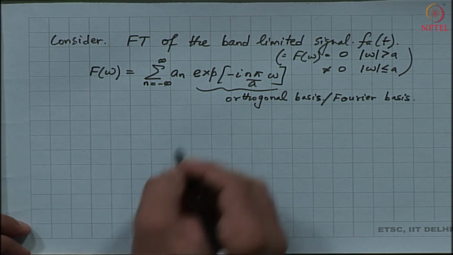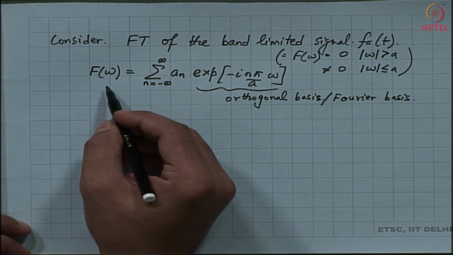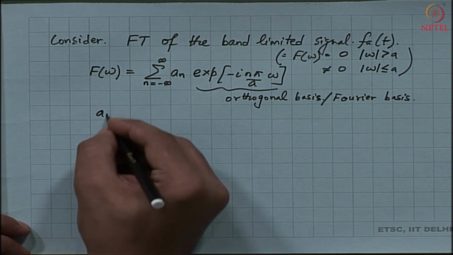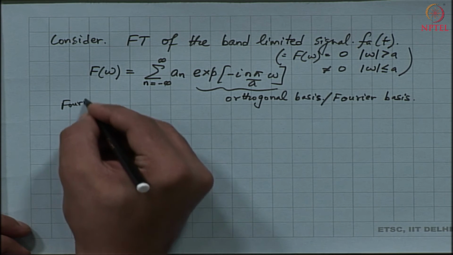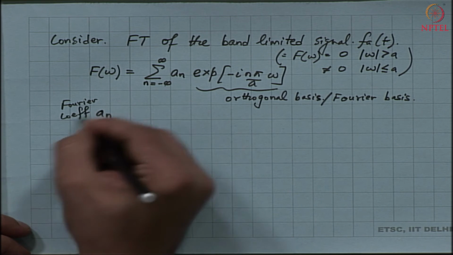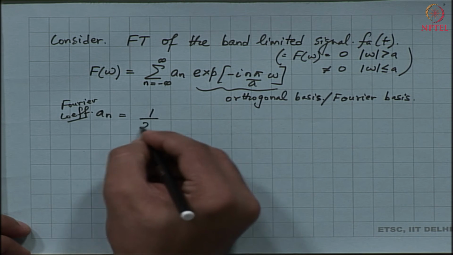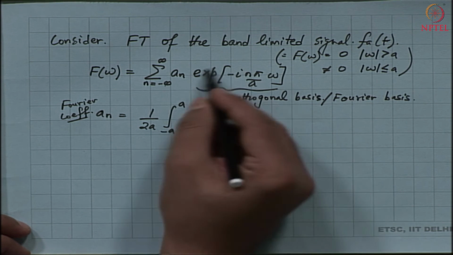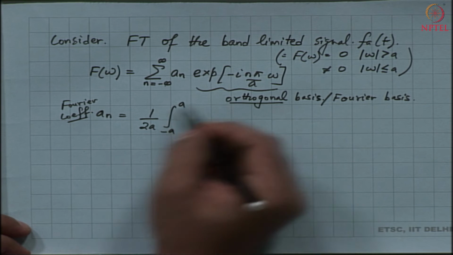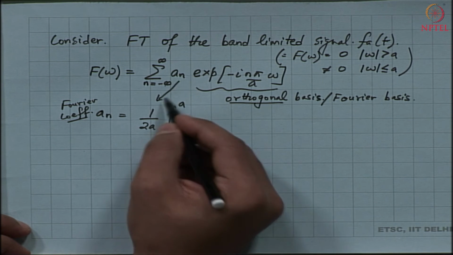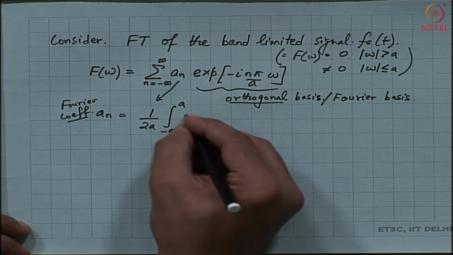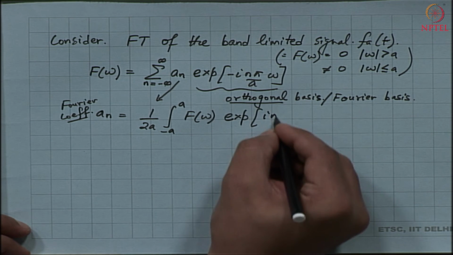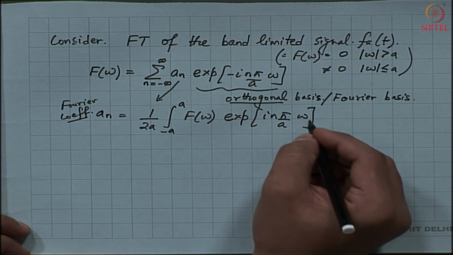So, I can always represent my Fourier transform in terms of this relation, and of course, my Fourier coefficients a n are given by 1 by 2 a times an inner product. Since these are orthogonal basis functions, I take the inner product to find the a n's. So, 1 by 2 a, integral of F omega e to the power I n pi by a omega, d omega.